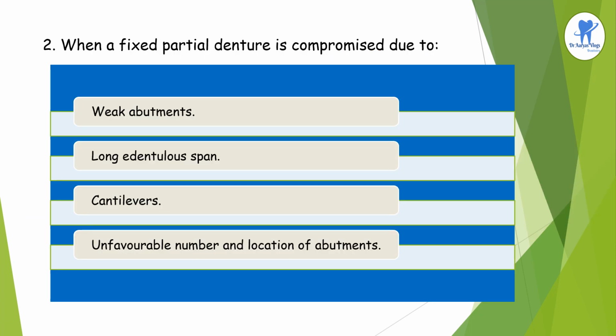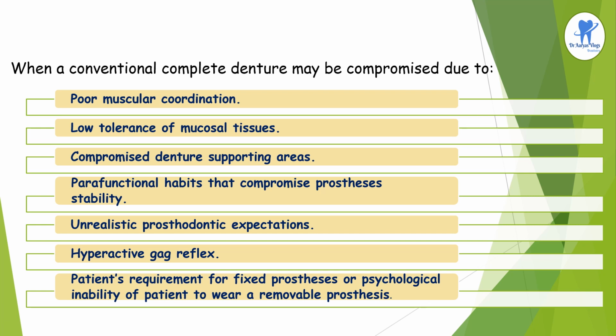When a fixed partial denture is compromised due to weak abutments, long edentulous span, cantilevers, unfavorable number and location of abutments. When a conventional complete denture may be compromised due to poor muscular coordination, low tolerance of mucosal tissues, compromised denture supporting areas, parafunctional habits that compromise prosthesis stability, unrealistic prosthodontic expectations, hyperactive gag reflex, and the patient's requirement for fixed prosthesis or psychological inability of patient to wear a removable prosthesis. These are the various indications for a dental implant.